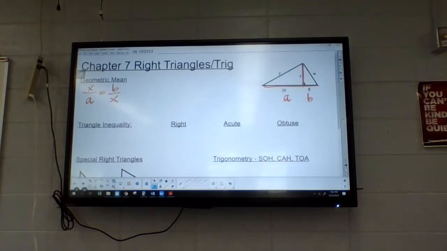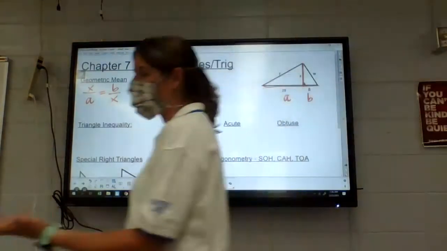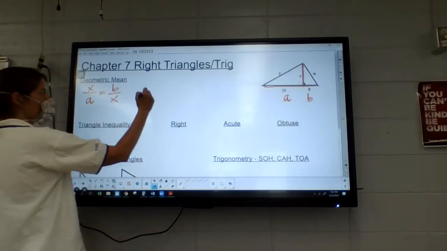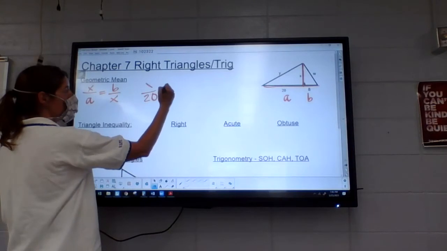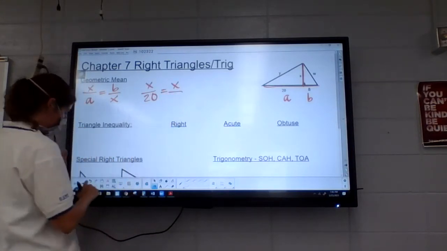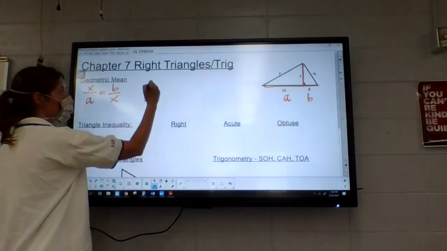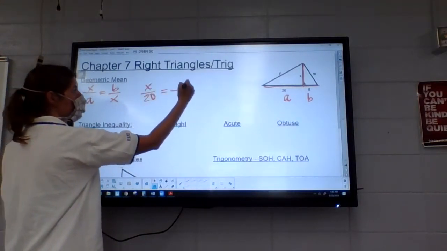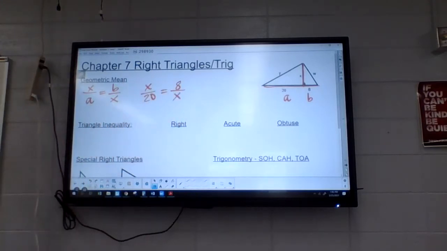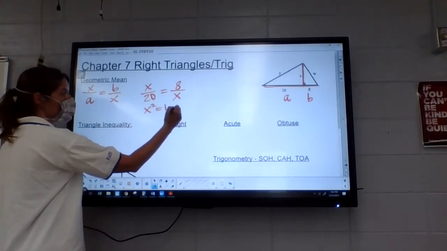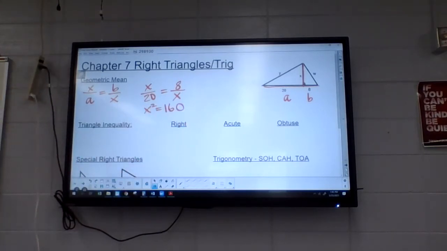I know this showed up on the chapter 7 test, and it was just really easy to forget about what we needed to do with that. So the 20 and 8 are going to go opposite one another. Oops, not that way. And I'm going to cross multiply and set these equal. And so I'm going to take the square root of 160, which will give me the value for x.